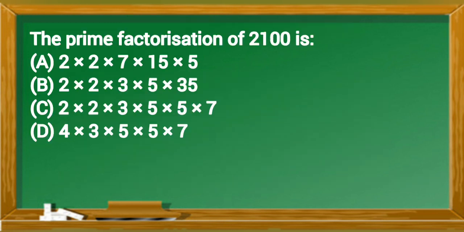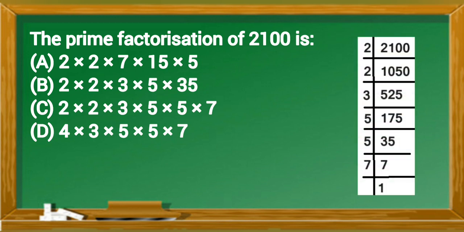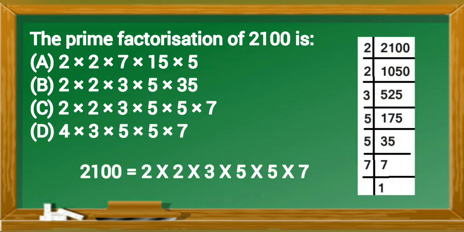The prime factorization of 2100 is. Let's solve it with division method. The prime factorization of 2100 is equal to 2 times 2 times 3 times 5 times 5 times 7. So option C is correct answer.